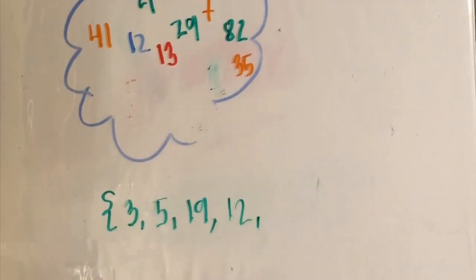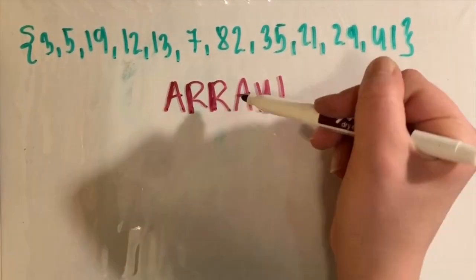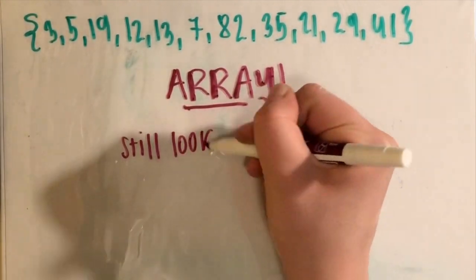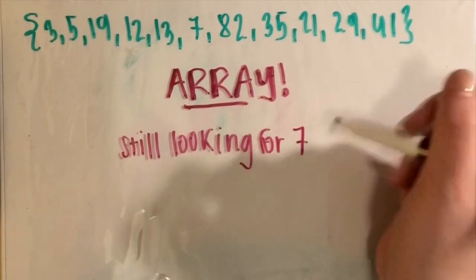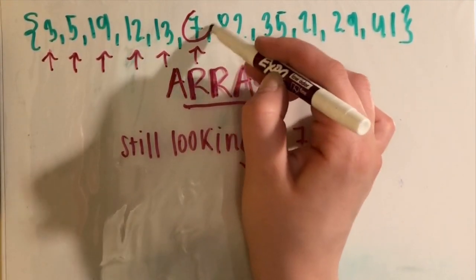So let's transfer this data into a sort of list format. This list is called an array. Let's say we're still looking to find out if 7 is in the dataset. You need to look sequentially at each piece of data within the array until you find 7 to find out if 7 is actually there.